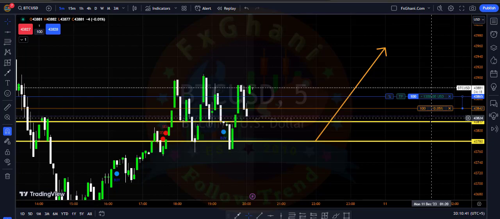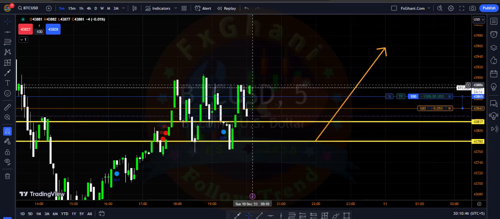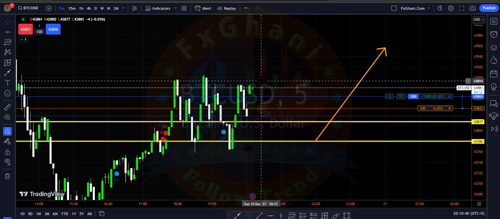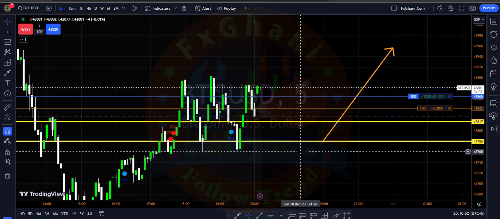Let's see if this candle does not close above the previous candle, then I will close my trade. Okay, because maybe the next candle goes downward and our trade goes in loss. But overall right now you can see my SL is just 0.05%. My initial SL was 0.25%, but I reduced my SL.